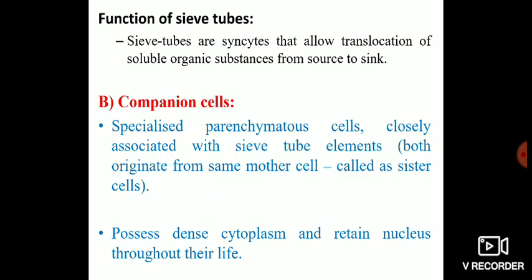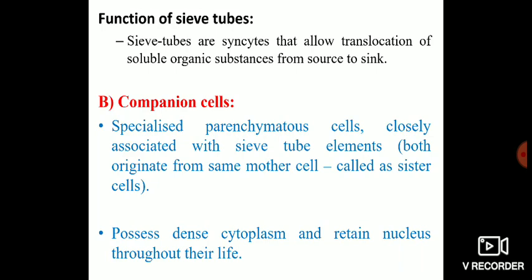Now the functions of sieve tubes. You know that sieve tubes are syncytes. They are formed as a result of placement of sieve tube elements one above another. That is why they are known as syncytes. And these sieve tubes allow translocation of soluble organic substances from leaves, which are considered the source, to sinks like roots. So the main function of sieve tubes is translocation of food from leaves to roots.